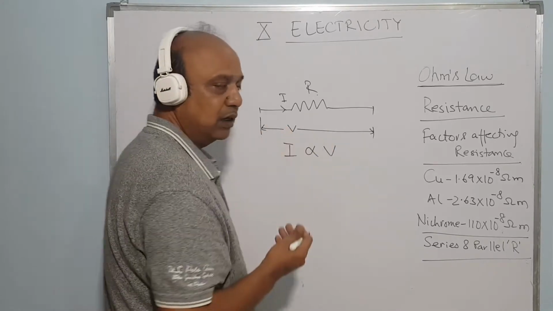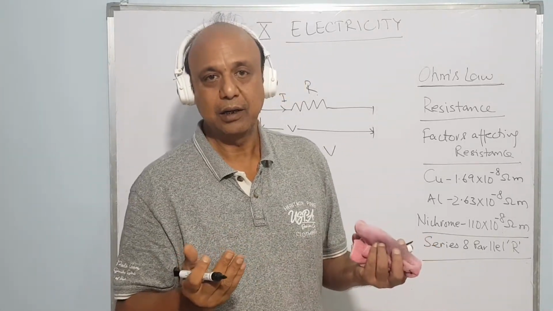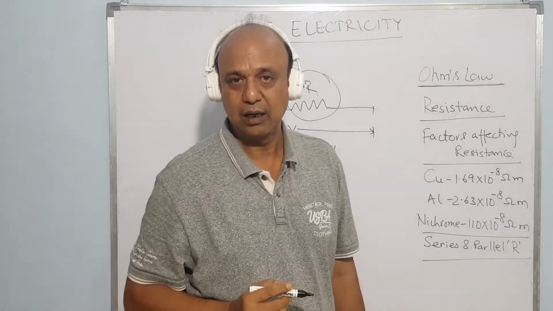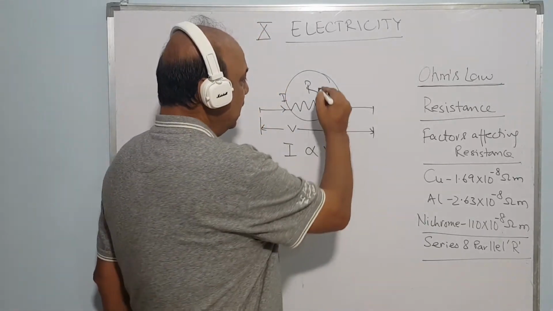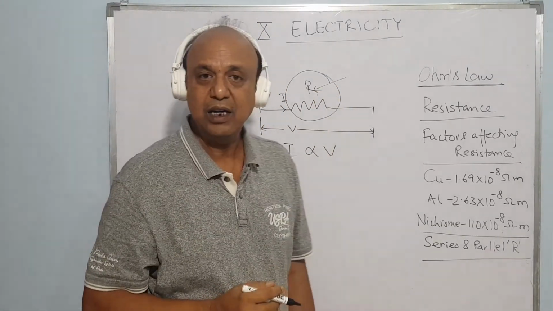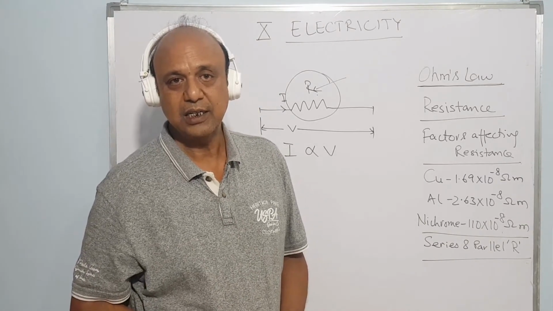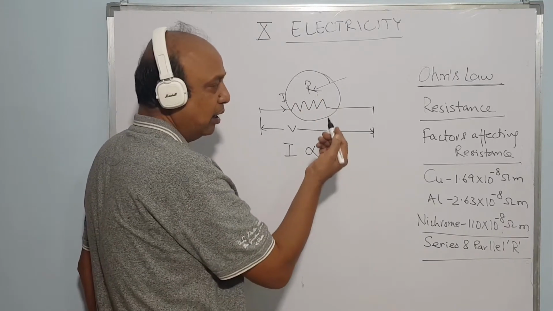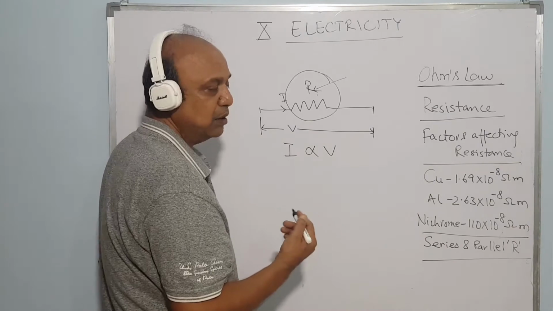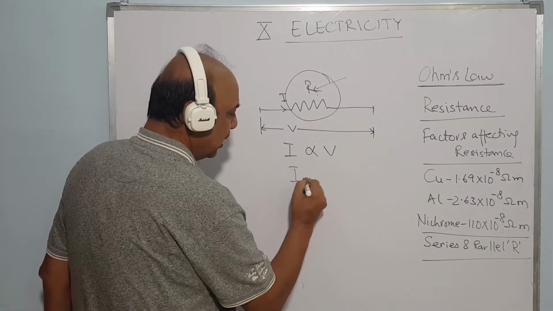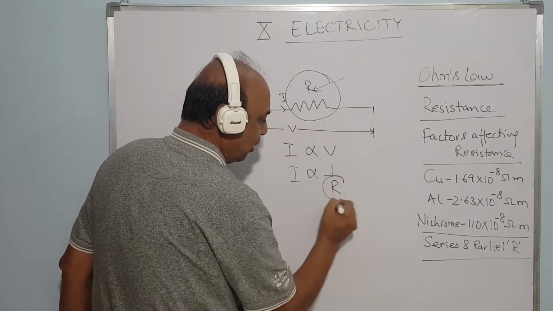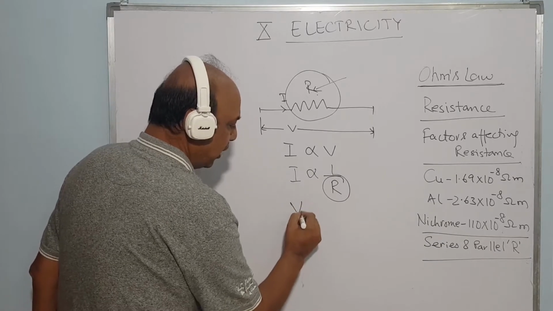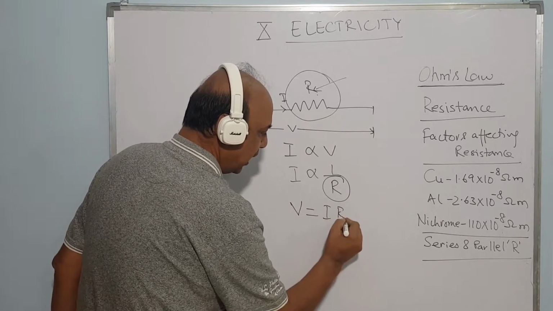Now, why is the current restricted? That is because of the resistance offered by the material. Different materials offer different resistances. So, lesser the resistance, current will be more, and vice versa. That means more the resistance, current will be less. So we can say I is inversely proportional to R, where R is constant. And if we remove this proportionality sign, we can write V is equal to IR.